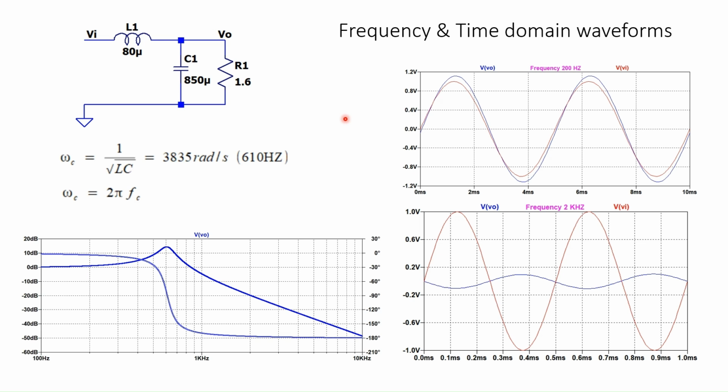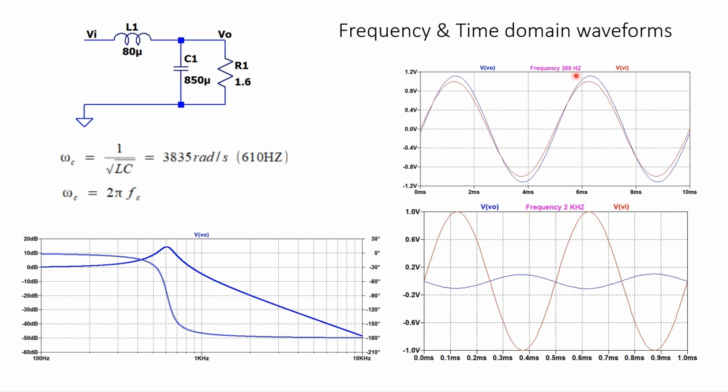So here in this slide, both the frequency domain waveform and the time domain waveforms have been given. It's the same LCR circuit with corner frequency 1 over square root of LC, 3835 radians per second, and 610 hertz. The magnitude and phase plot for different frequencies has been given, repeated here. On the right side we can see the time domain waveform.